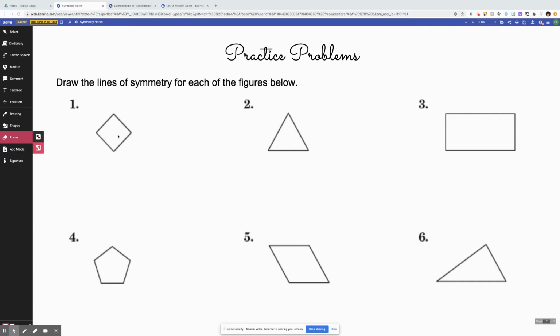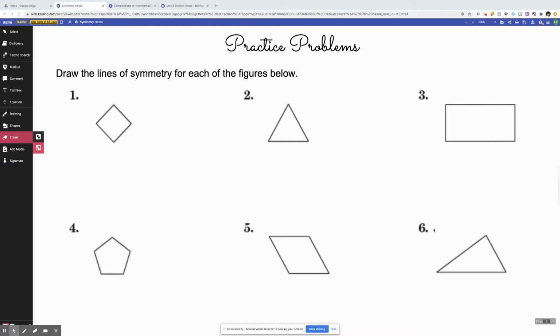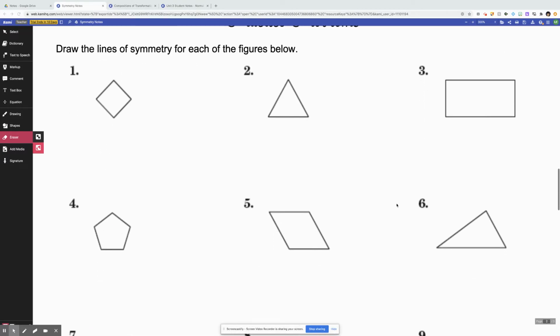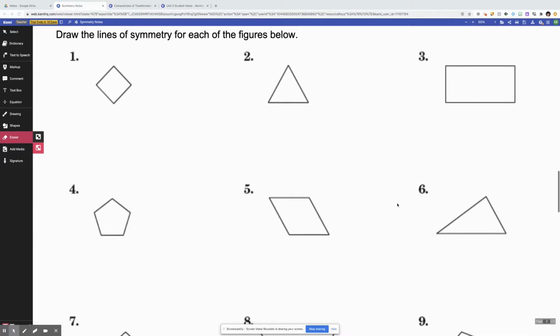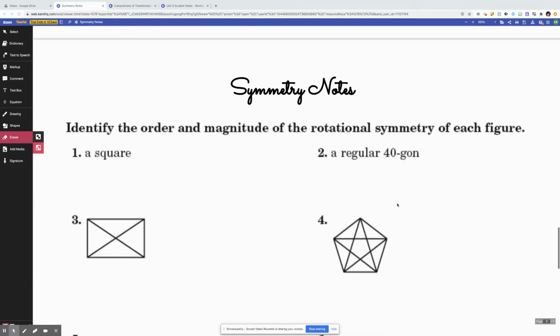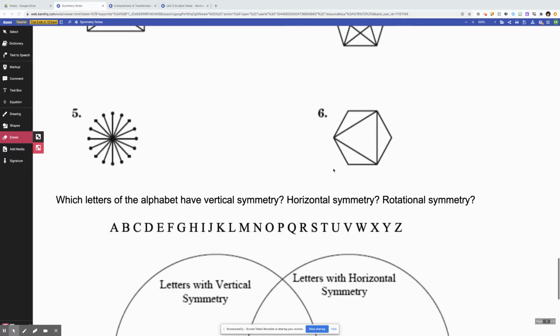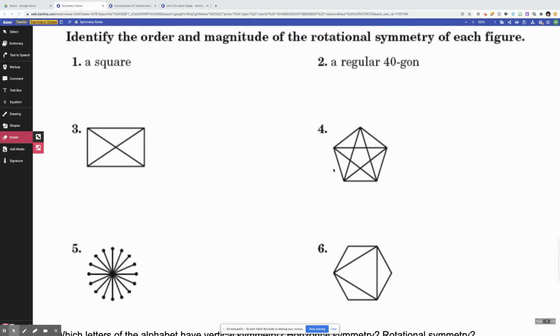Hi, everybody. These are your practice problems for symmetry, both reflectional and rotational symmetry. So the way this is going to go for these is I have a lot of different figures. We're going to look at some examples for reflectional symmetry first, so drawing lines of symmetry in. And then we have some with rotational symmetry that we're going to try out.